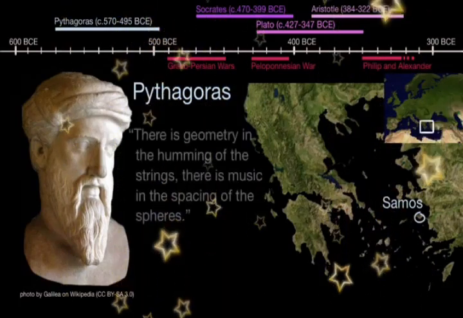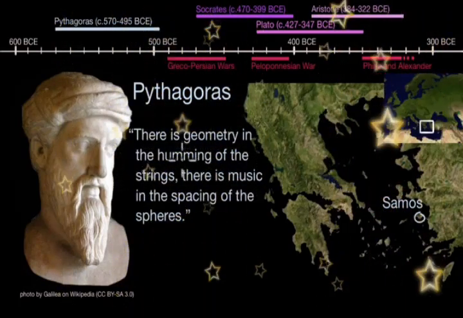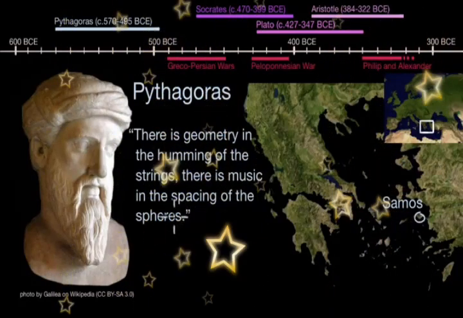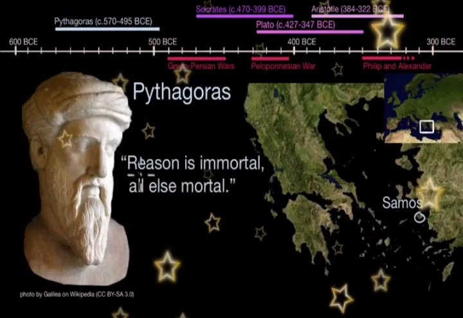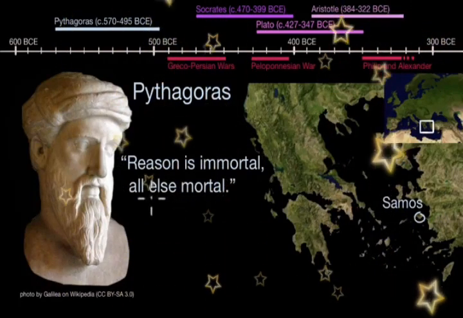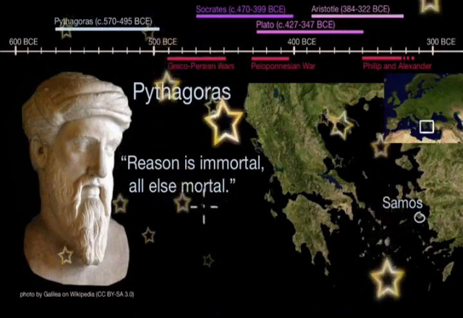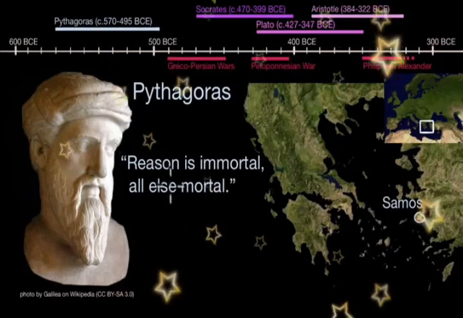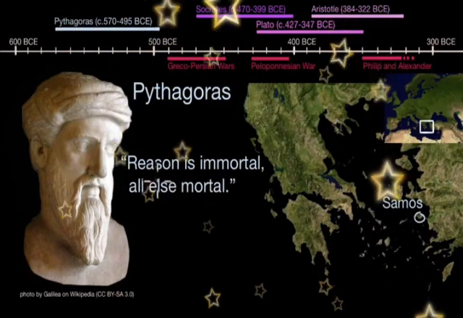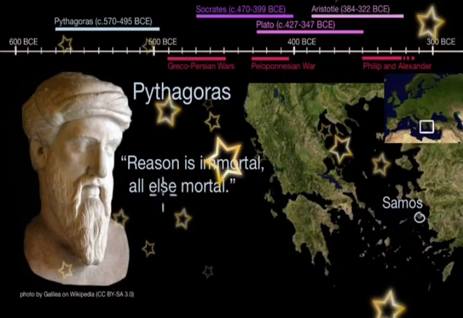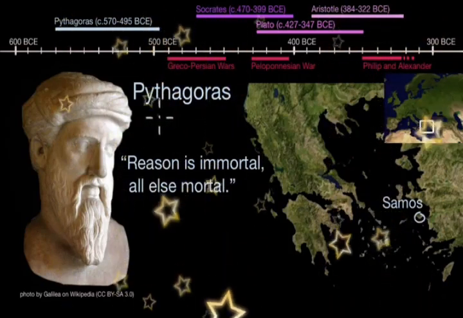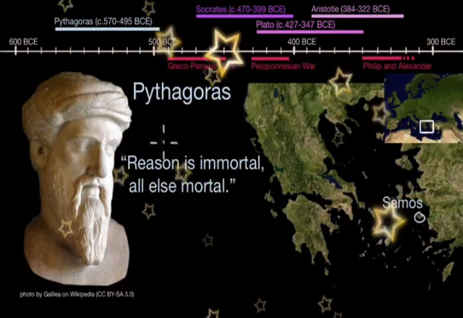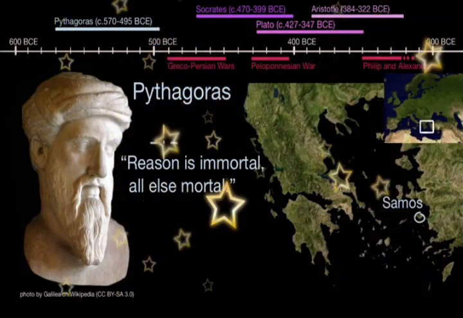to him. There is geometry in the humming of the strings. There is music in the spacing of the spheres. Reason is immortal, all else mortal. And you'll see even in the 6th century BCE, this thread of Greek thinking, putting reason at a very high level, not just trying to explain everything with pure mysticism, although Pythagoras definitely was, and Pythagoreanism was definitely about mysticism, but it was mysticism that at the core had mathematics and geometry.